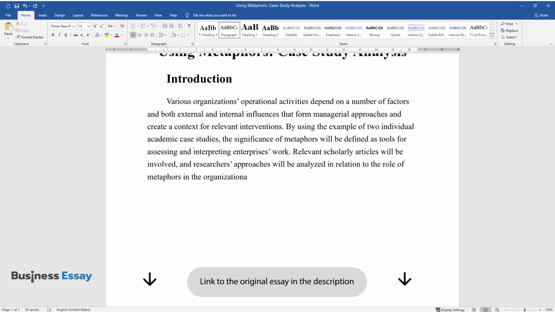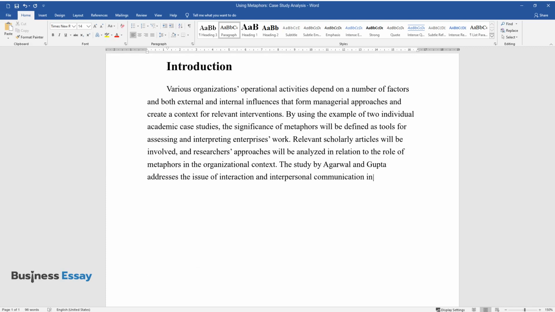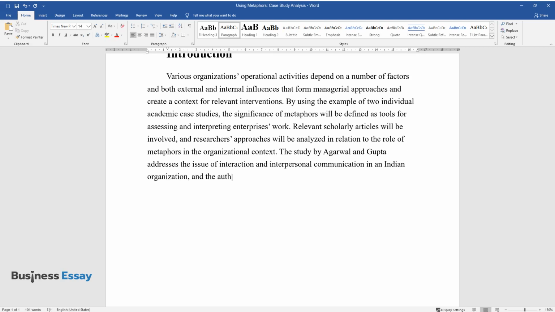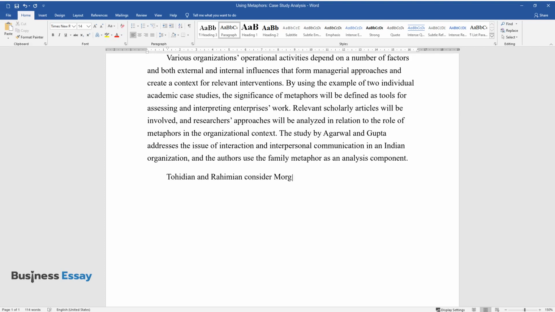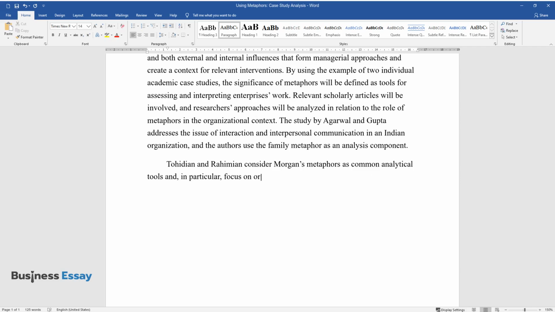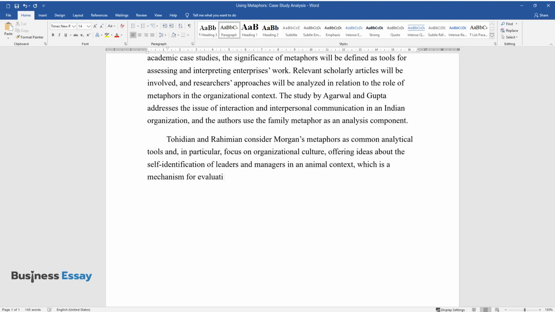the organizational context. The study by Agarwal and Gupta addresses the issue of interaction and interpersonal communication in an Indian organization, and the authors use the family metaphor as an analysis component. Tohidian and Rahimian consider Morgan's metaphors as common analytical tools and, in particular, focus on organizational culture, offering ideas about the self-identification of leaders and managers in an animal context, which is a mechanism for evaluating individual abilities and prospects.